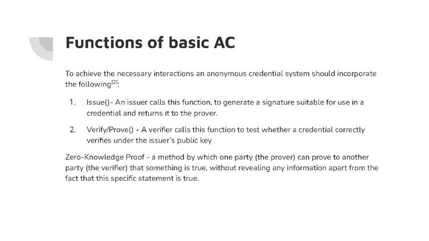The functions of a basic anonymous credential system. To achieve the necessary interactions, an anonymous credential system should incorporate the following: an issuing protocol. This is where an issuer calls this function to generate a signature suitable for use in a credential and returns it to the prover. And then a verifying or proving protocol. A verifier calls this function to test whether a credential correctly verifies under the issuer's public key.